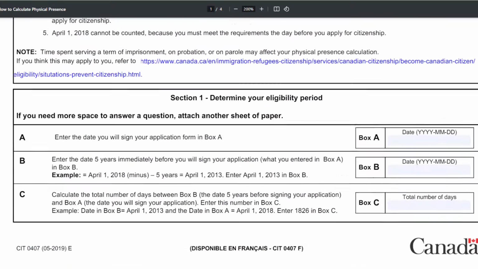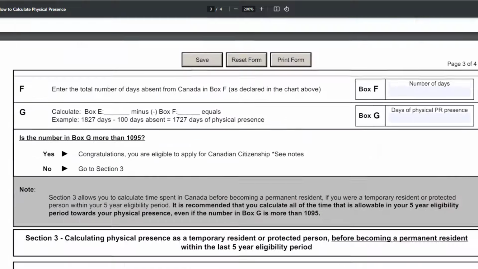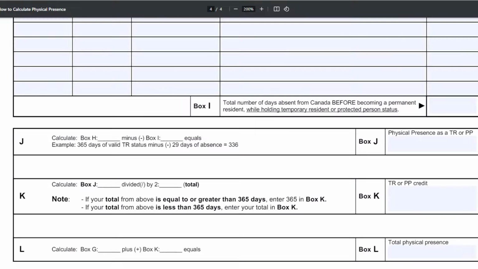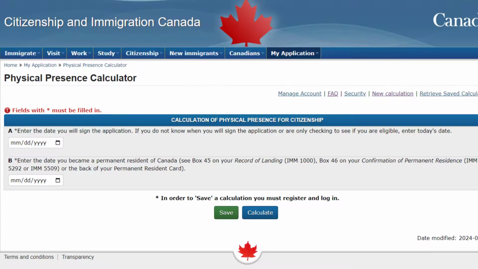The calculator uses the following rules to determine the number of days absent for each absence declared. When calculating an absence, the day you leave Canada and the day you return are not considered an absence. Both are counted as days of physical presence because you are physically present in Canada for a part of the day of departure or arrival. An absence on a leap day is counted as an absence, or is credited as a presence.